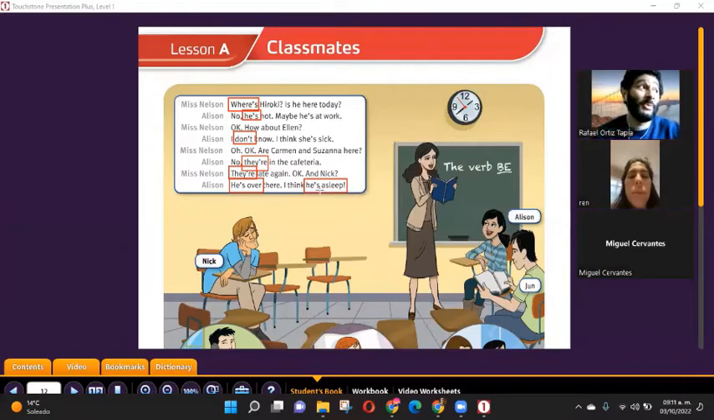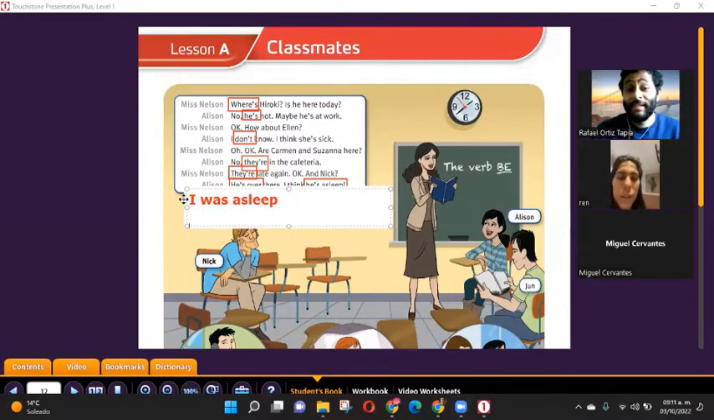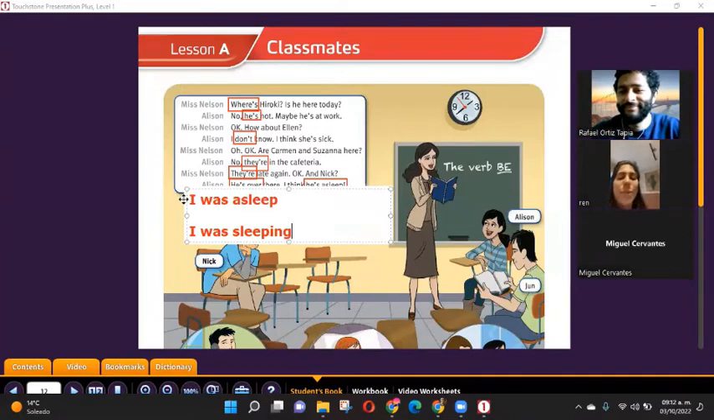A ver, ¿cómo dirías yo estaba durmiendo? So what's the difference between saying estaba dormida y estaba durmiendo? I was asleep means yo estaba dormida, ¿no? Si tú quieres decir yo estaba durmiendo, bueno, dirías esto, mira. I was sleeping. That's a verb, right? Sleeping is a verb. Asleep is the adjective. Perfect. Okay, exactly.